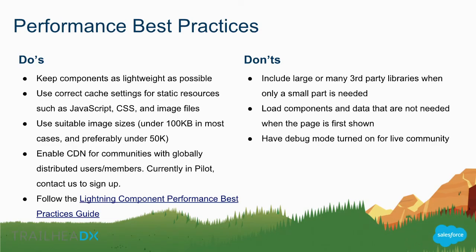Next thing is if you have distributed users and members across the globe and you want them to be able to load your community quickly, you might want to enable CDN for that. Currently, we have a CDN program in pilot. So if you want to enable that, feel free to contact us. This is just a quick talk for a few items, but we have our Lightning component best practice guide on our developer website. So here's the link. You can go there and check it out, or you can Google it by searching for Lightning Performance Best Practices, and you should be able to find it.